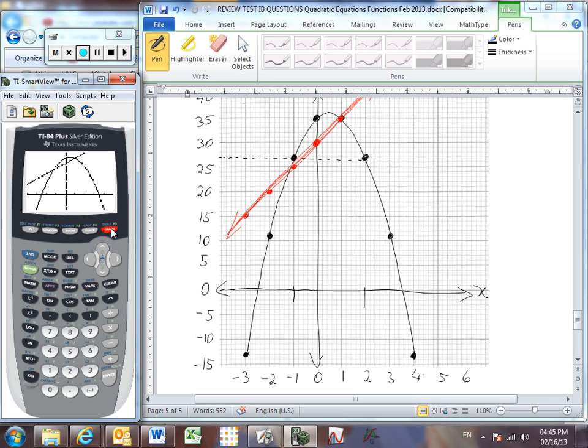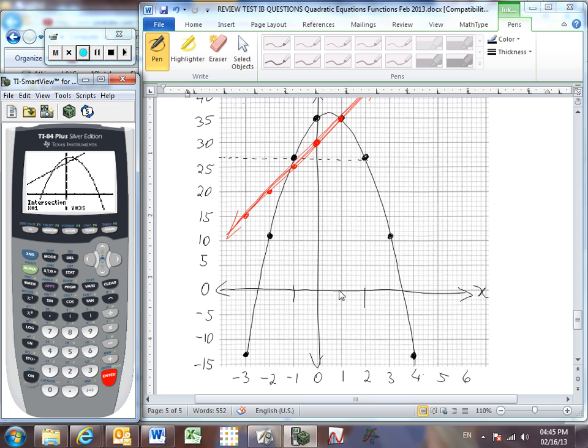Where are these two things equal to one another? So I could say second calc intersect, that's option 5. What's my first curve? Yes, it's that quadratic that I entered into y1. What's my second curve? Yes, it's this line, 5x plus 30. And now it wants me to guess. So let's move the cursor close to the intersection point that we're trying to find first, which I guess is going to be, say, that one. We'll find out that this occurs when x is equal to 1.